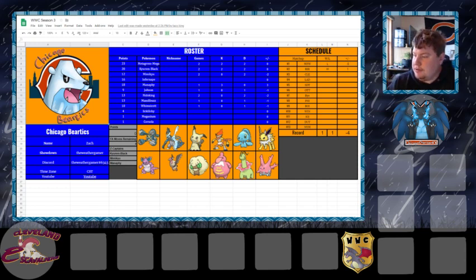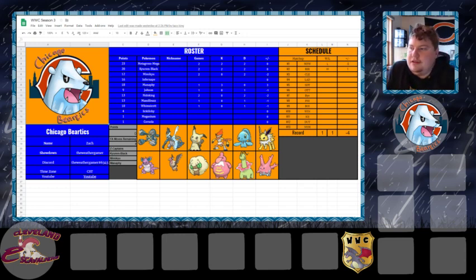Your Chicago Beartics, which I currently have the Charizards up. Chicago Beartics, taking on Slick Panther and the Cleveland Escavaliers. Last time I played Slicky, he 5-0'd me, so the goal is to not get 5-0'd by Slick again. We are coming off of a 1-0 win versus Rinnegan after clutching it out with Manaphy.